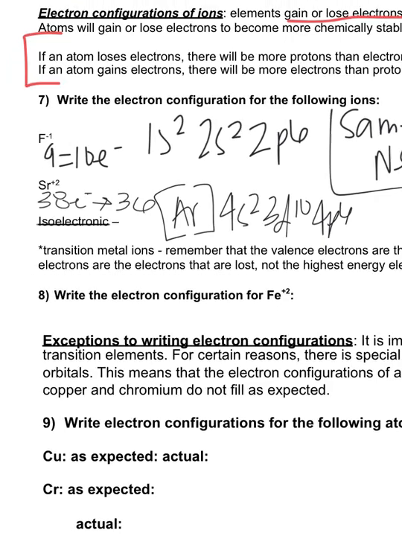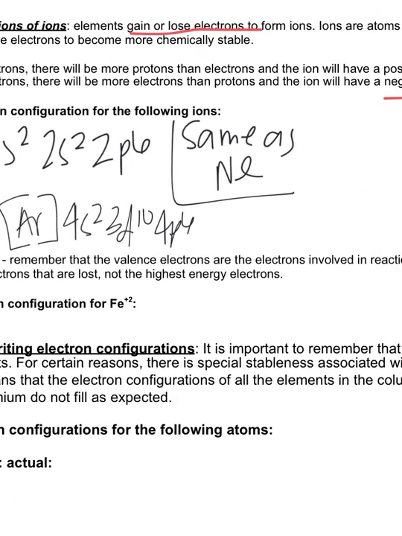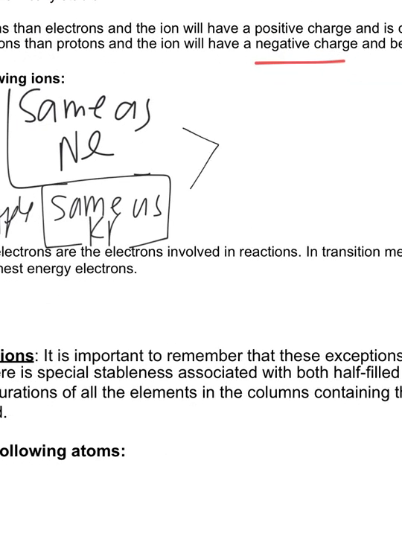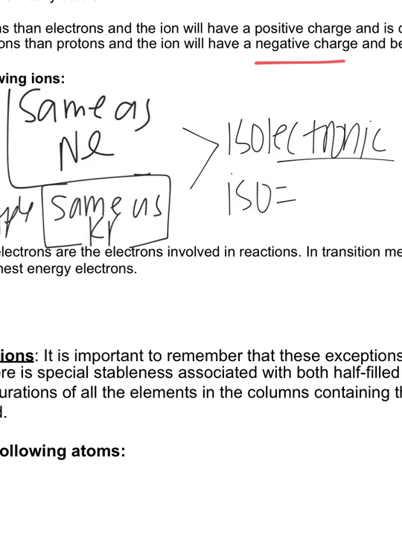Okay, so let's talk about something too. This strontium ion has the same electron configuration as krypton. When it has the same electron configuration as another element, we call those two things isoelectronic. Iso means same, and it's got the same electronic, oh gosh, I cannot spell today, electronic.